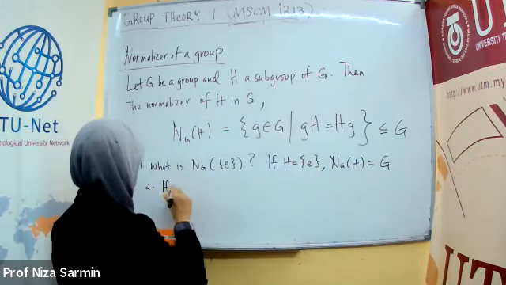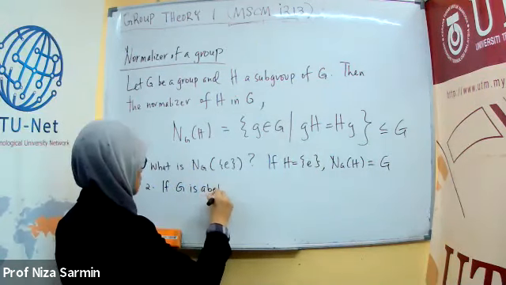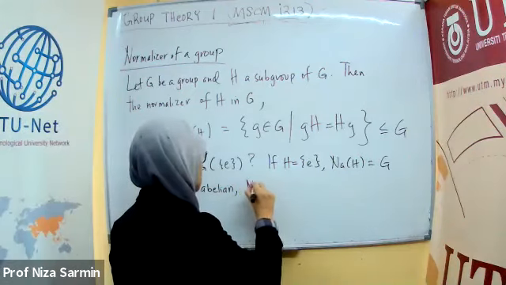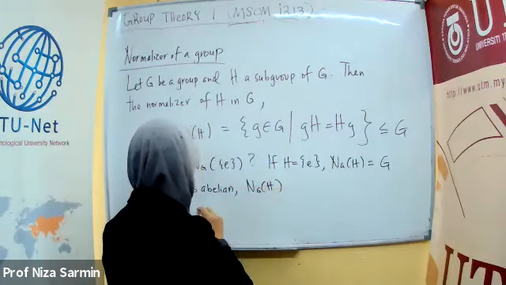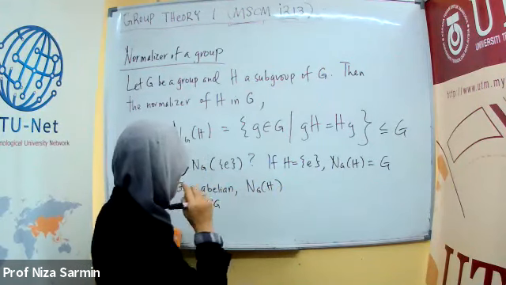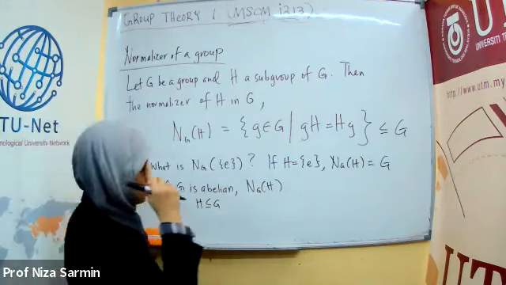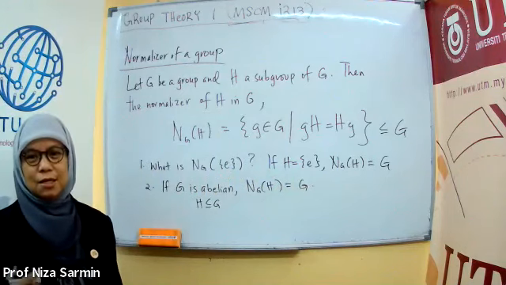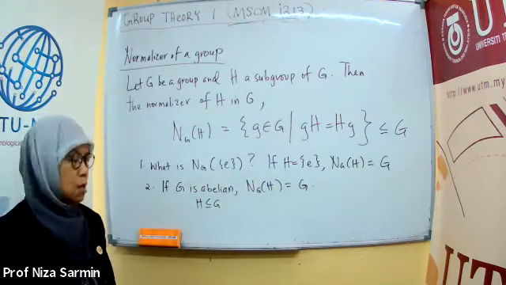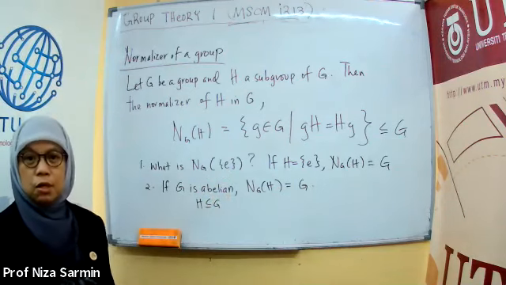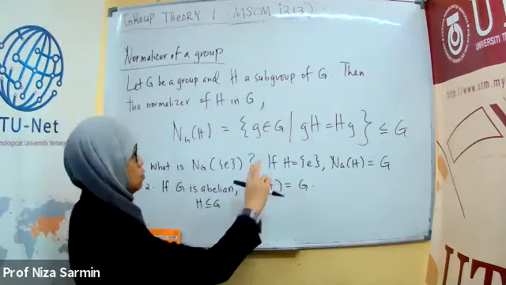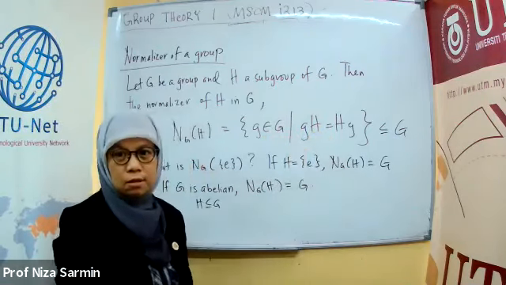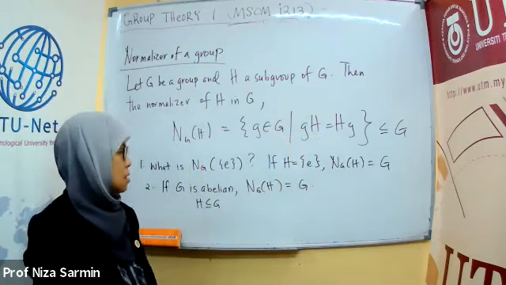Number 2. If G is abelian, okay? If G is abelian, what is N_G(H), and H is a subgroup of G? This is also equal to G because all elements in G will commute with elements in H. G abelian, H has to be also abelian. So what commutes with all elements in H is all, right? Because it's abelian.